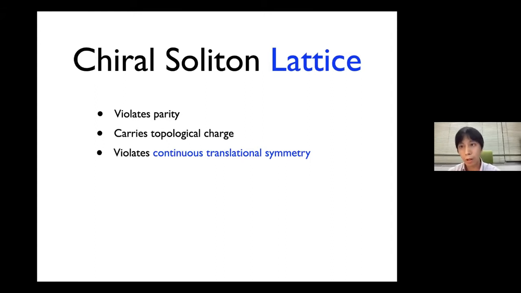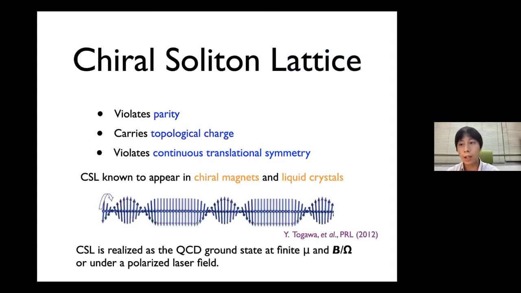In fact, this chiral soliton lattice is known to appear in condensed matter systems, such as chiral magnets and liquid crystals. A chiral magnet is a class of magnets where parity symmetry is broken by the helical structure of spin. And here is a figure of a chiral magnet.